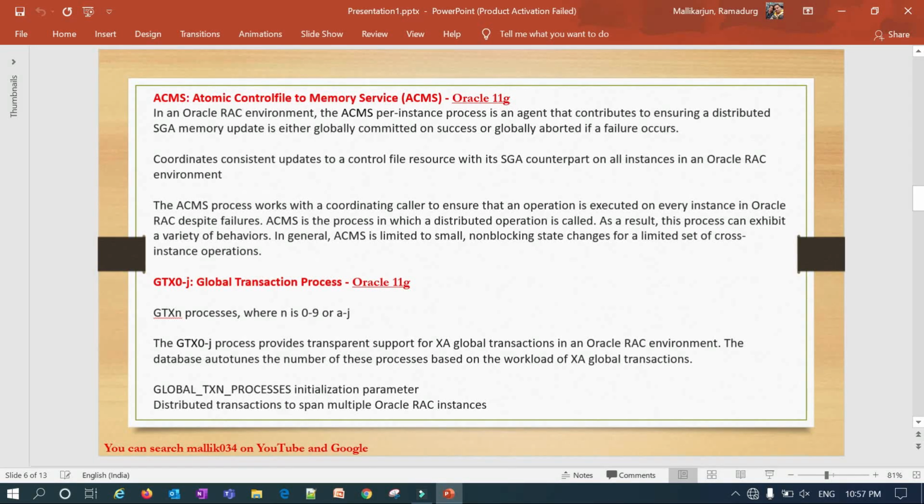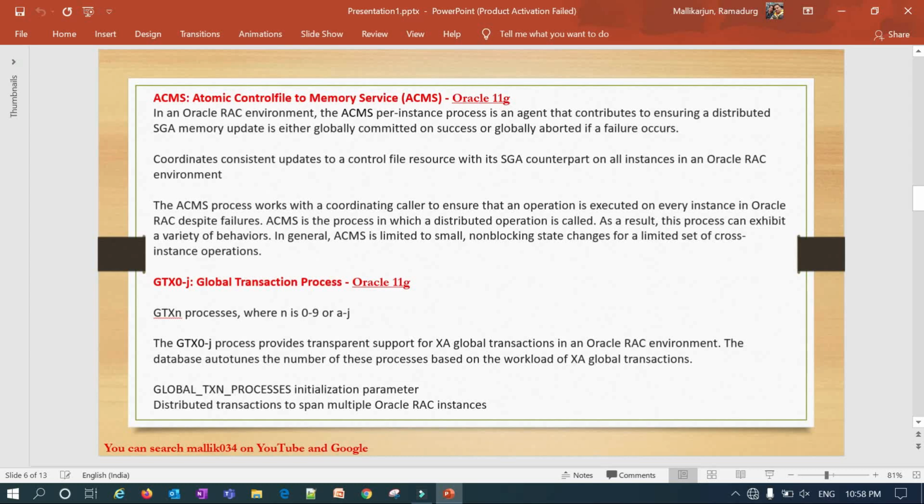As I said, ACMS, atomic control file to memory service, starts from 11g. What exactly does this background process do? It coordinates consistent updates to the control file resource with its SGA counterpart on all the instances in an Oracle RAC environment. In a RAC database we have multiple instances, so if two or three instances try to update my control file, what guarantee of consistency can I have? For that, ACMS comes into the picture.